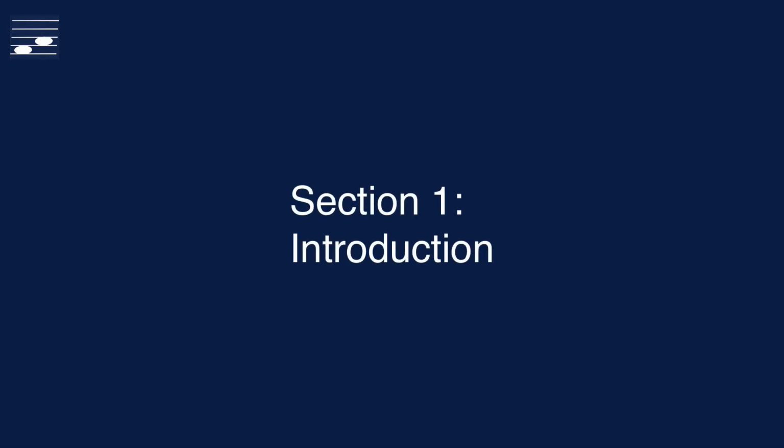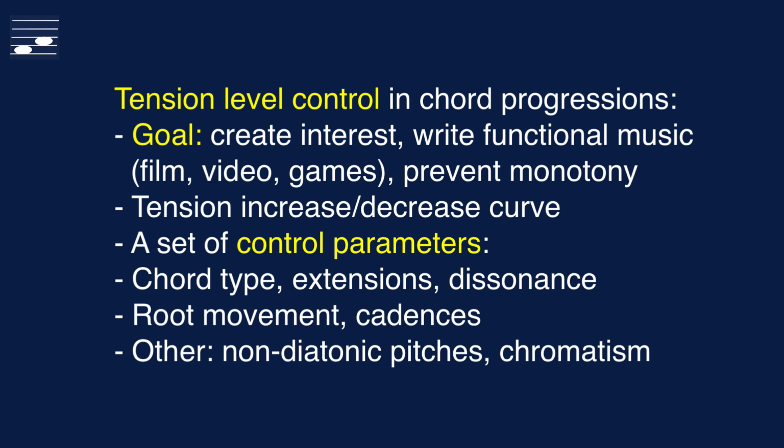Let's put the subject in context. In any type of music we want control over the harmonic tension. The goal is to create a certain tension level curve with gradual or sudden changes. The obvious candidate for tension control is the selection of chord type. We may pick extended or more dissonant chords for tension level increase. Other tension control parameters are root movement and the use of non-diatonic pitches and chromatism.